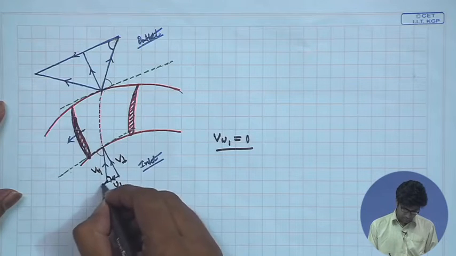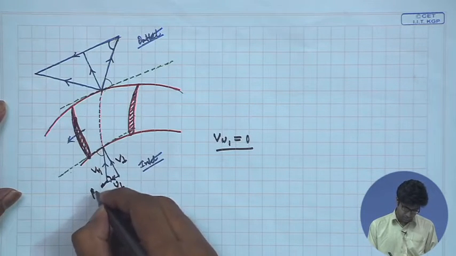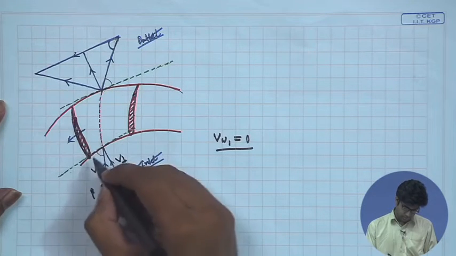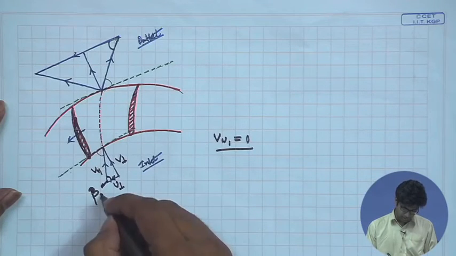This angle is the impeller blade angle at the inlet made with the tangent drawn at the bottom of the impeller blade, that is, this is designated by beta 1.